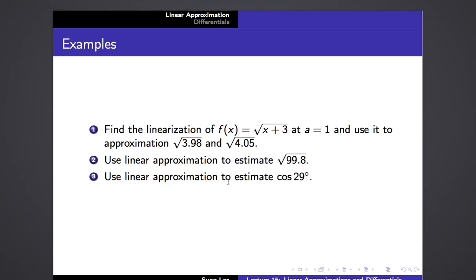Next example is also the same kind. You use linear approximation to estimate cosine 29 degrees. Here again, we are not given the function for the linearization, and we are not given a. So we have to figure those out to use linear approximation.